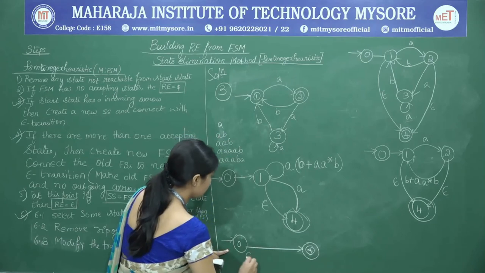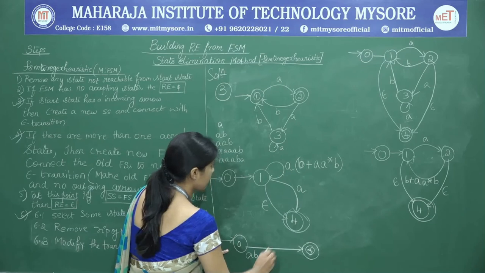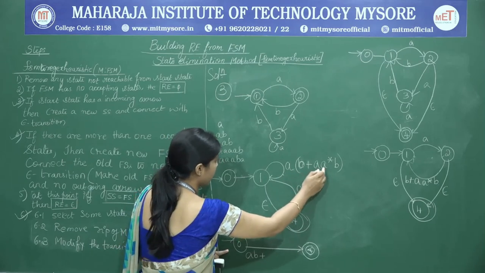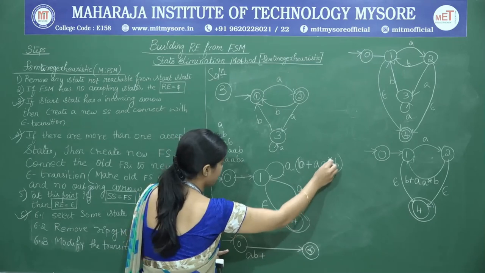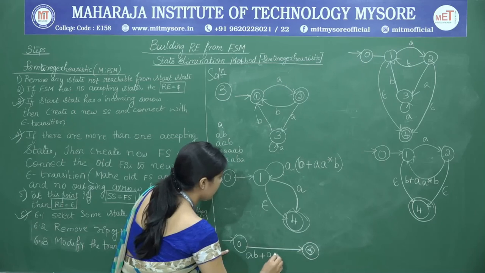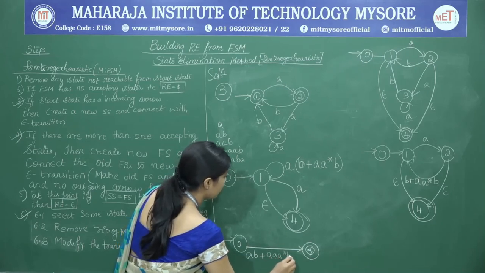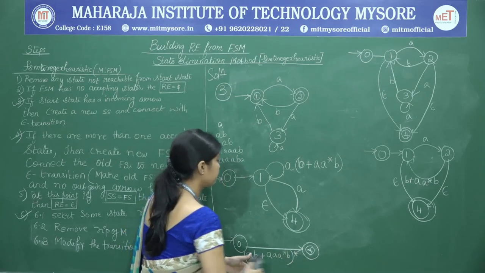So what we are going to do is split it up and write AB plus A star B. Two things are there here, A and A star. If I append this A here, it is going to be A star and B. For this entire thing, I am going to add a star.